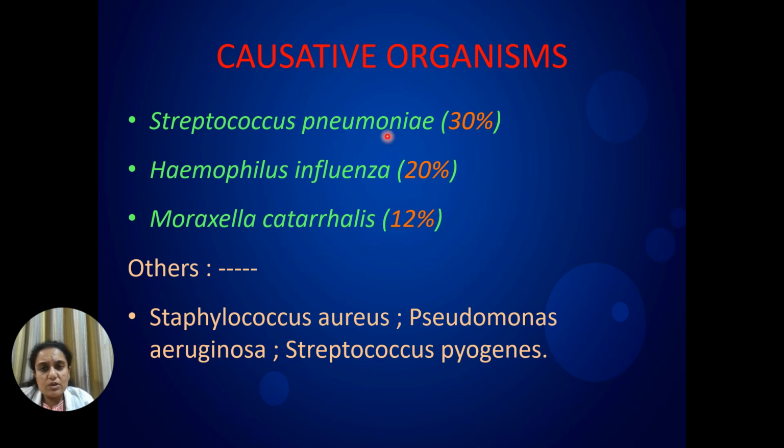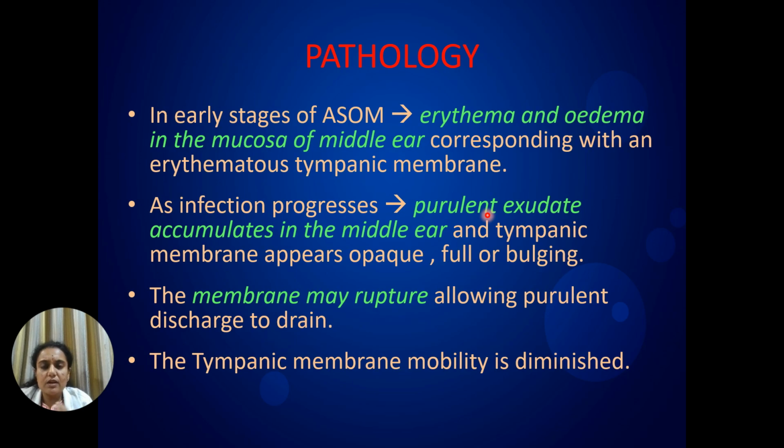So, since Streptococcus pneumoniae is the commonest organism, nowadays there is a decline in the number of ASOM cases. This is because of the introduction of pneumococcal conjugate vaccines in children. So those who are vaccinated, we could see a decline in ASOM, definitely because of the introduction of the pneumococcal vaccines.